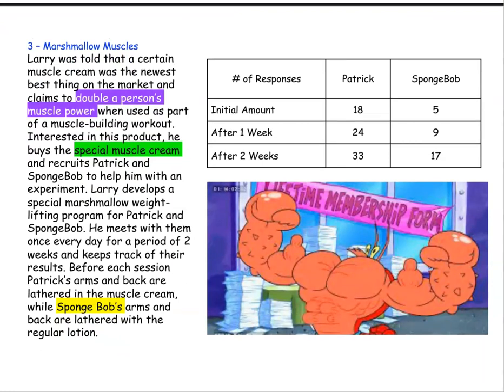So when we look at our questions, what are we changing? What's our independent variable? That's going to be rubbing the special muscle cream. And then what are we wanting to measure? That's going to be our dependent variable. And that's going to be if we see an increase in muscles.